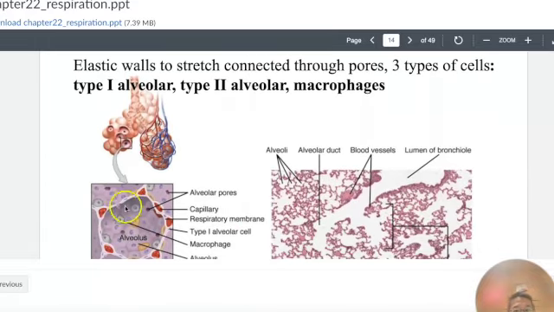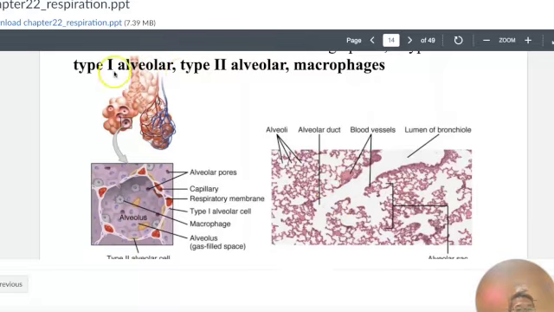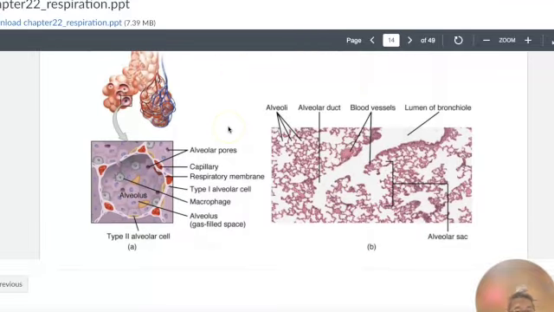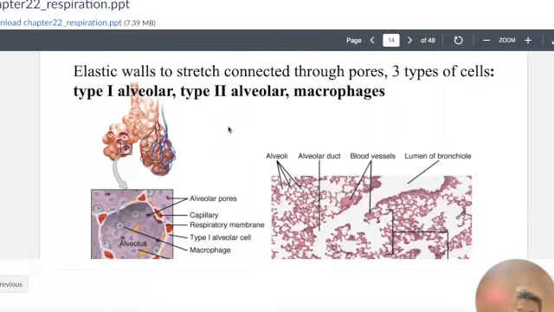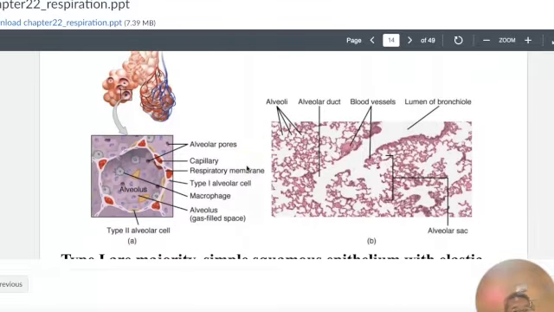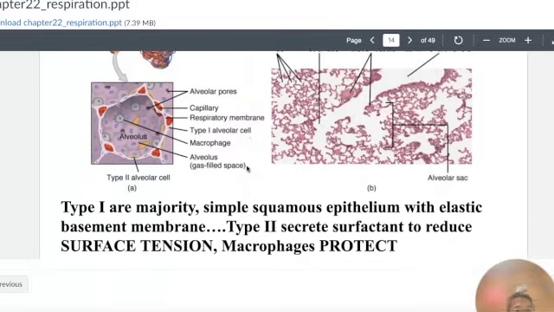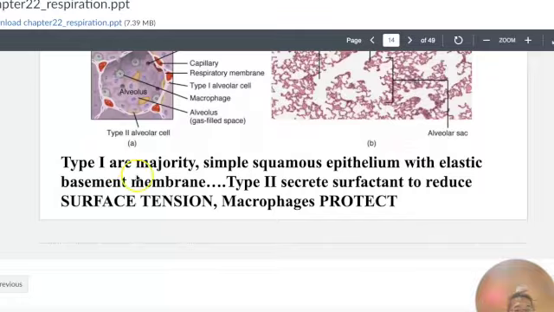There are three types of cells roaming around: type 1, type 2, and macrophages. The reason for the macrophage is because sometimes we will inhale things that are not supposed to be inhaled. Type 1 are the major ones: simple squamous epithelium with elastic basement membrane. Type 2 secrete surfactant. That's the one I was talking about, to reduce the surface tension, to keep the shape.